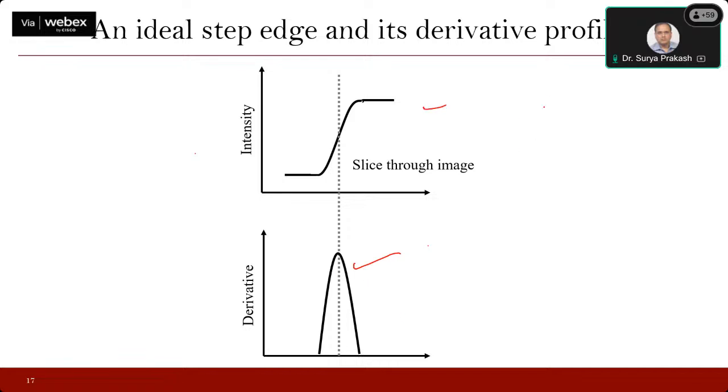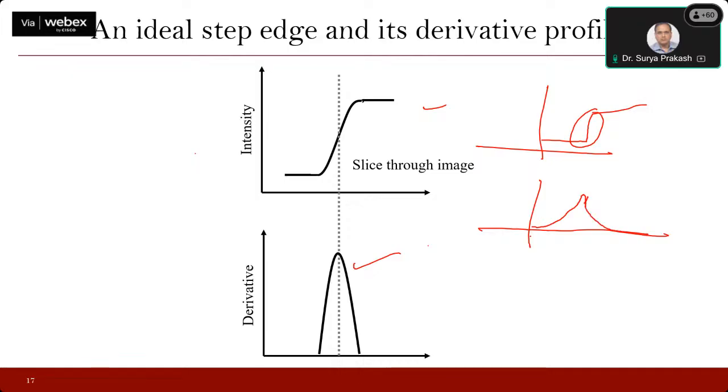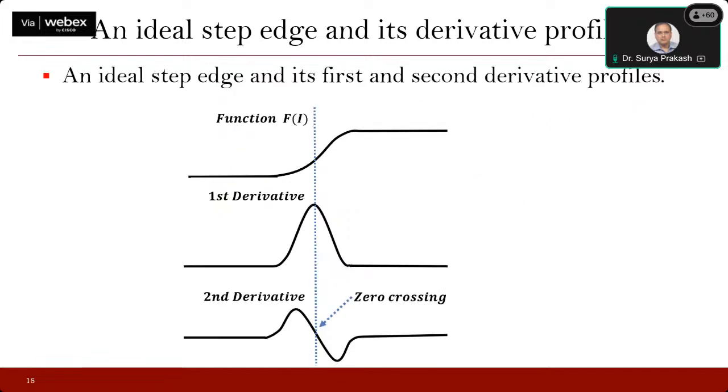In general, let's say this is the edge, and we want to see what kind of derivative plot we will have. The derivative plot is going to increase, and at the edge it will peak, and then it will decrease. So you can just remember, when you have an intensity profile like this and you want to take the gradient of it, your gradient actually comes like this. So this is the derivative for a 1D intensity profile.